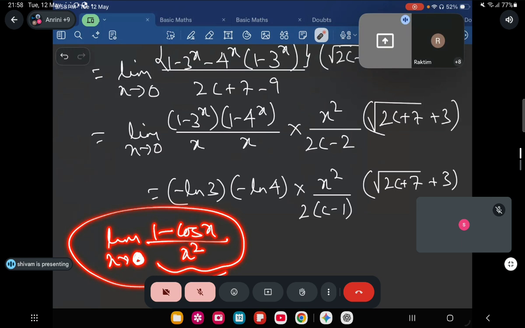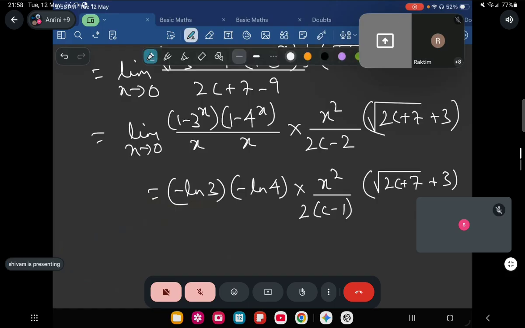Limit x tends to 0 of (1 minus cos x) upon x square. I am including that 2, so forget about 2. First of all, 1 minus cos x equal to... Tell me, Raktim, I'm asking you this. You are telling me something else. This is half, I think. This is half.